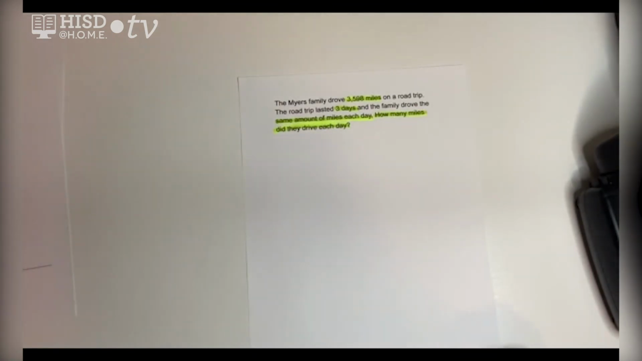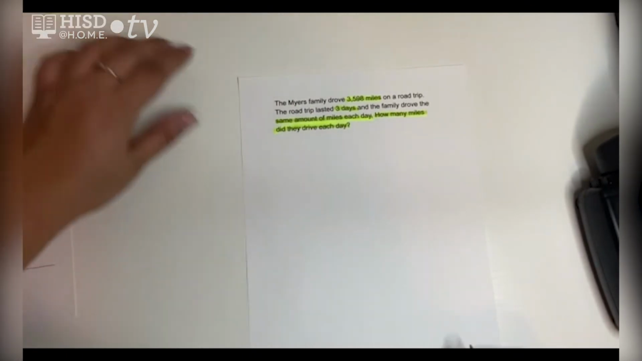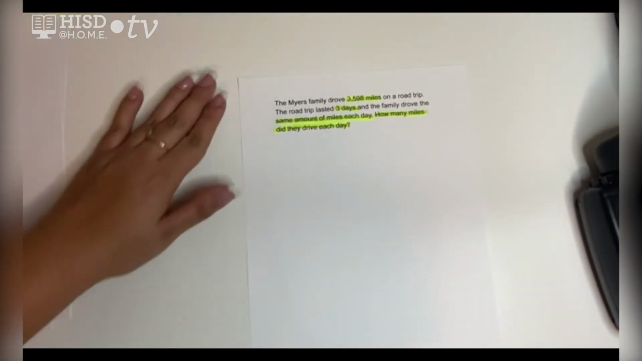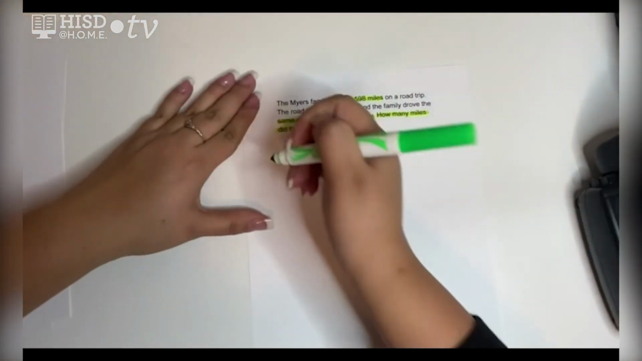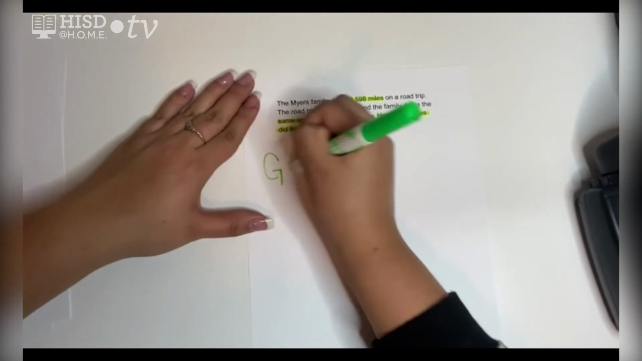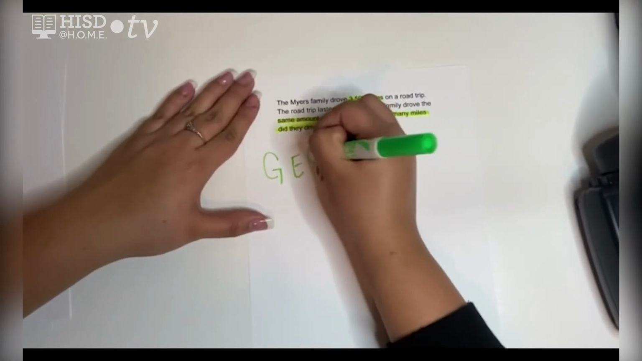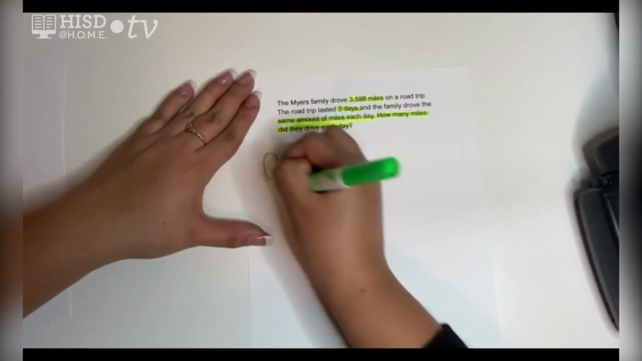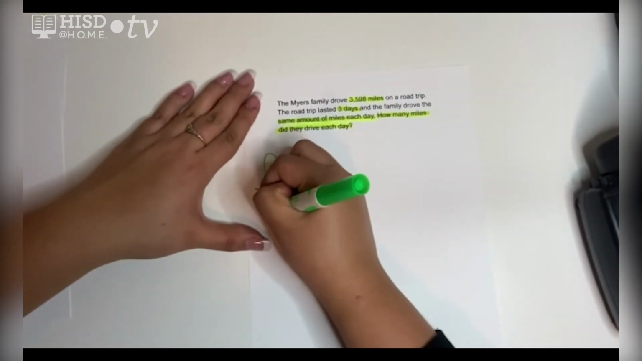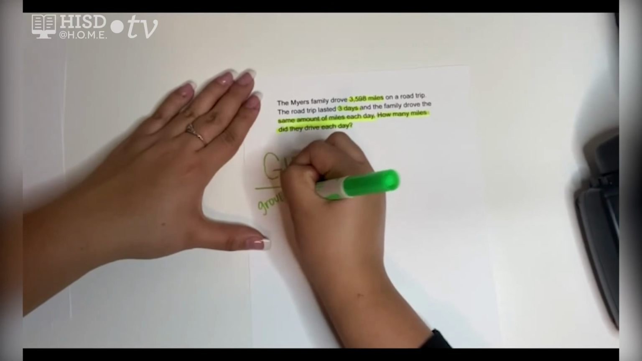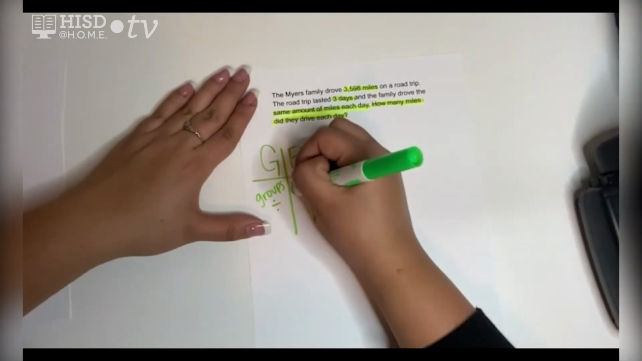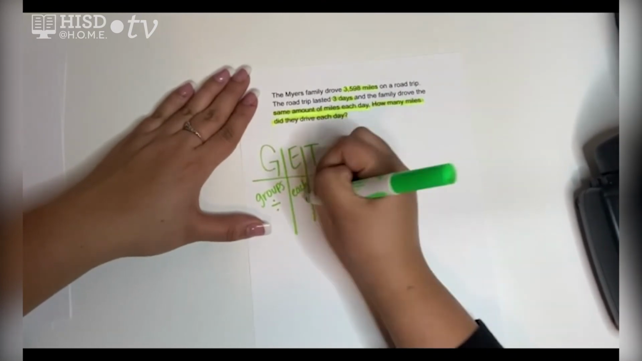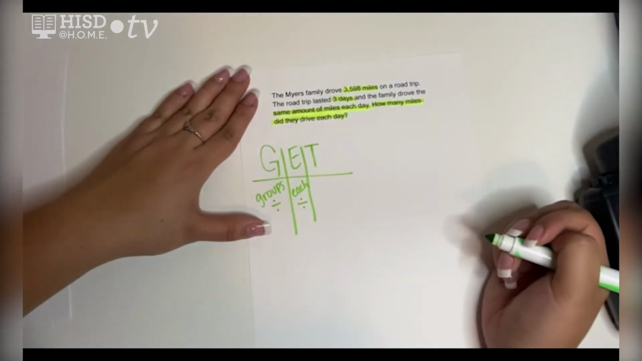All right, so now that I read my question twice and I highlighted my important information, I'm going to do my GET chart. I'm going to do my GET chart because I don't know if I have to divide or multiply. So I'm going to begin with G, E, and T. In my G, I know that G stands for groups. And I know that when I'm missing groups, I have to divide. In my E, I know that E stands for each, and I know that when I'm missing how many are in each, I know I have to divide.